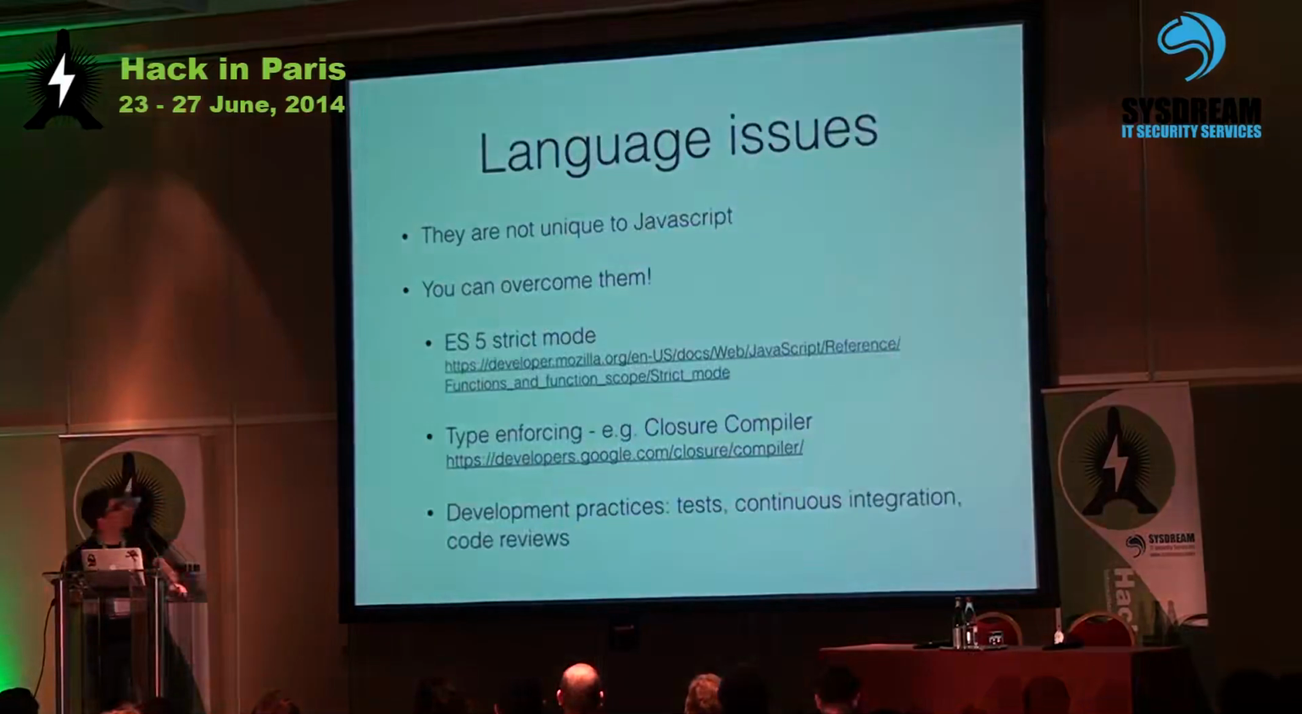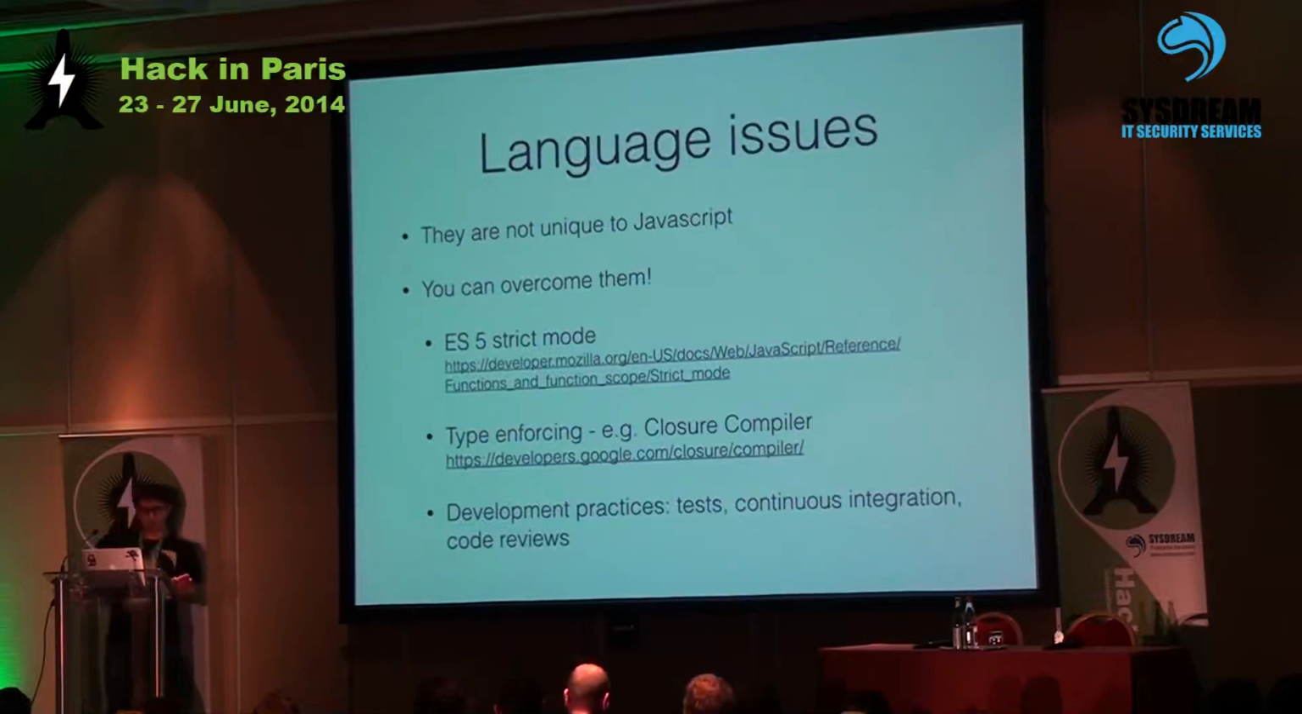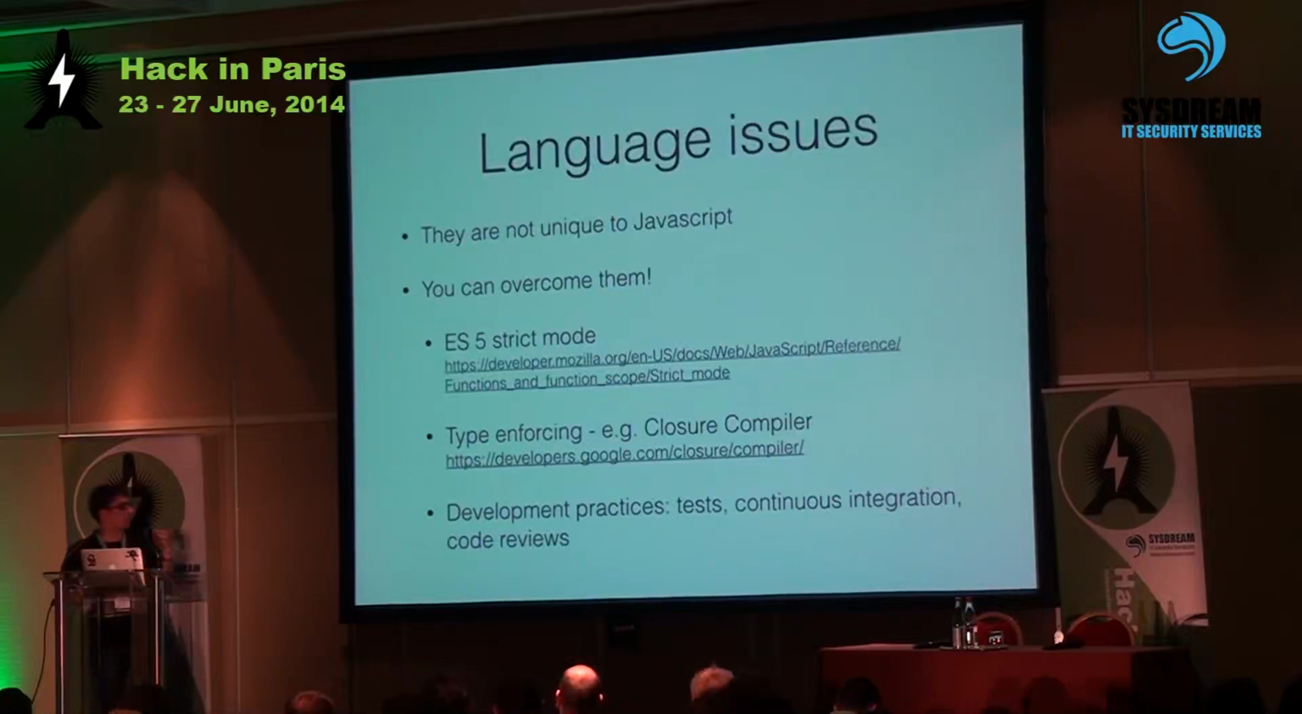I would argue that the language issues that I have just described are not unique to JavaScript at all, even in crypto. And you can overcome them. You can overcome them by, for example, using the ECMAScript 5 strict mode. You can use type enforcing by using certain JavaScript compilers which do checking during the compilation step of building the software. And obviously the development practices are pretty important in avoiding these types of vulnerabilities.